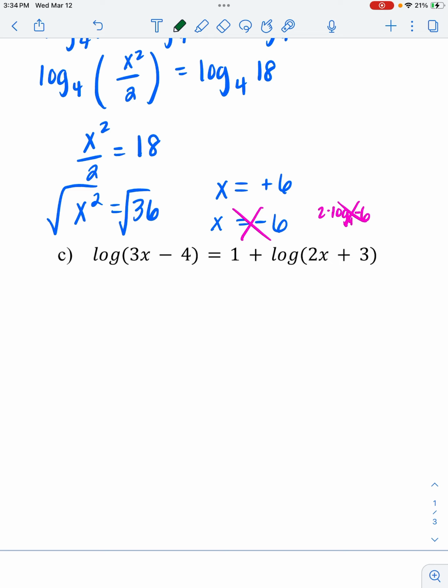Okay, right away I see a log on both sides. I cannot set the arguments equal to each other because this 1 is here. There's something blocking me from doing the arguments equal to each other. So the only other option is I have to get a single log on one side. So if I have to get a single log on one side, I have to move the log to the other side. Okay? So to move the log to the other side, since it's positive, I need to subtract the log. And subtract it on this side.